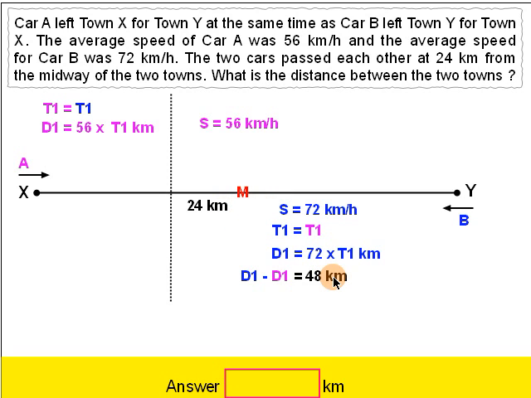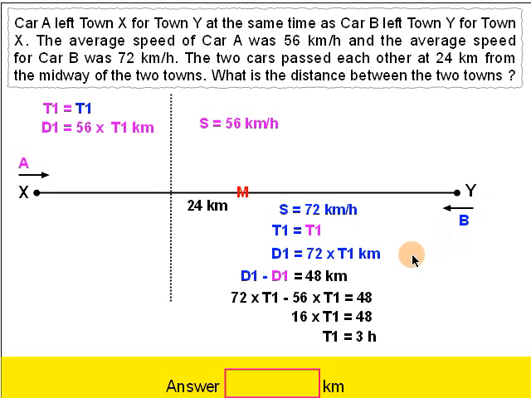So when we find the difference between the distances traveled, the distance traveled by B is 48 km more than A. Then we equate it based on this information. For car B multiplied by time minus car A multiplied by time is equal to 48 km. These two times are the same, the time taken is the same. So 72 minus 56 is 16. 16 multiplied by time is 48. Therefore the time taken is 48 divided by 16, which is 3 hours.